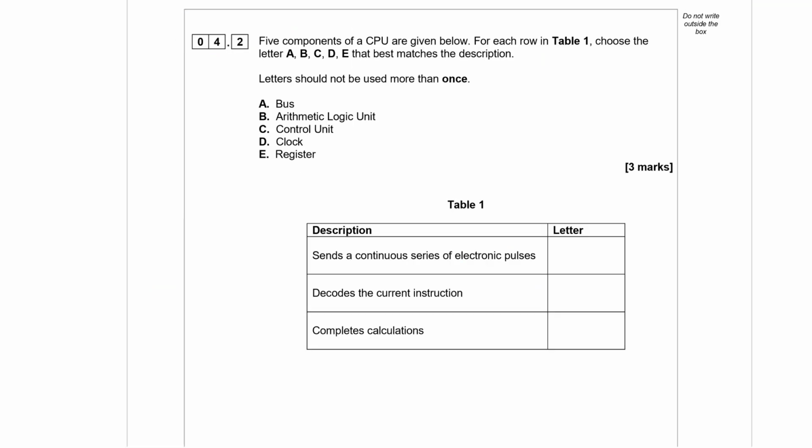Now for 4.2, we're given 5 components of a CPU, and we need to match up these components to a description of them. So our 5 components are bus, ALU, arithmetic logic unit, control unit, clock, and register. So the first description is sends a continuous series of electronic pulses. Now that is going to be between either A or D, a bus or a clock.